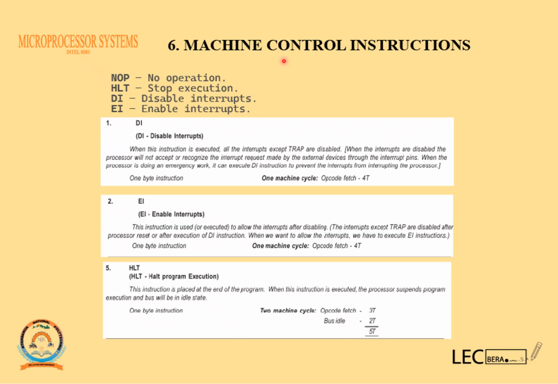So if you want to disable interrupts, you can use DI. If you want to enable interrupts, you can use EI. So I have provided here some examples for you to check further, for you to understand how they are used.